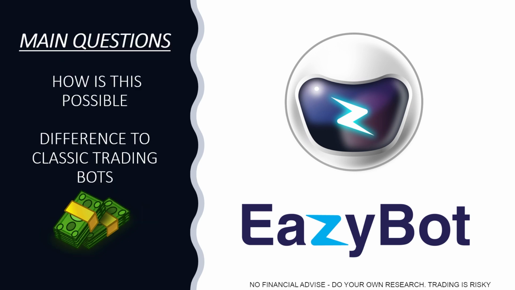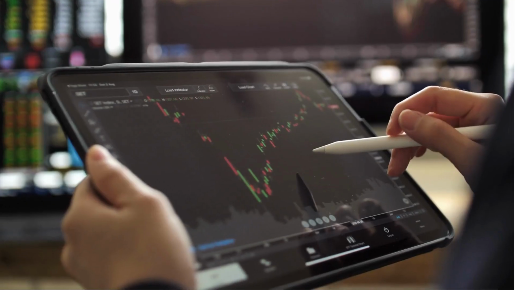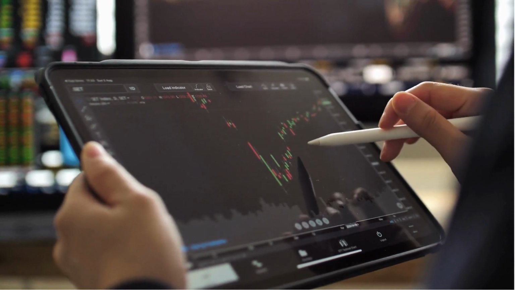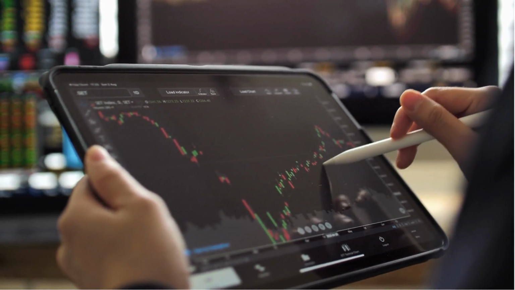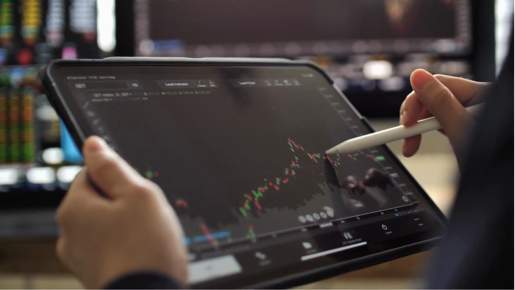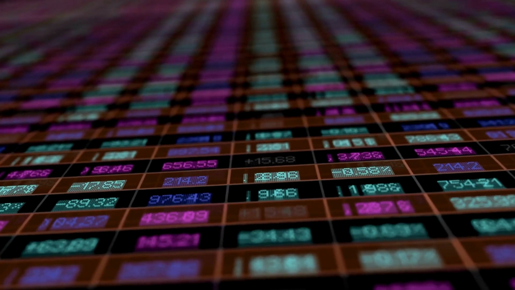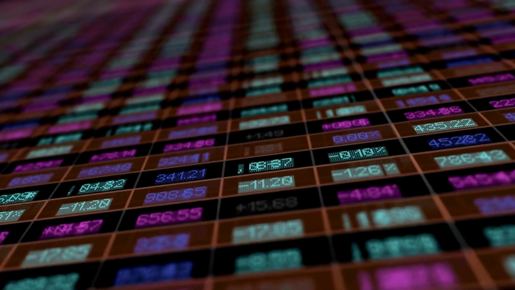The main questions are, how is this possible and how does Eazybot differentiate itself from other classic trading bots or grid bots? So let's talk about traditional trading bots and their grid strategy. With a grid strategy, you have preset buy and sell orders depending on market conditions. So the bot already knows exactly when to buy and when to sell.